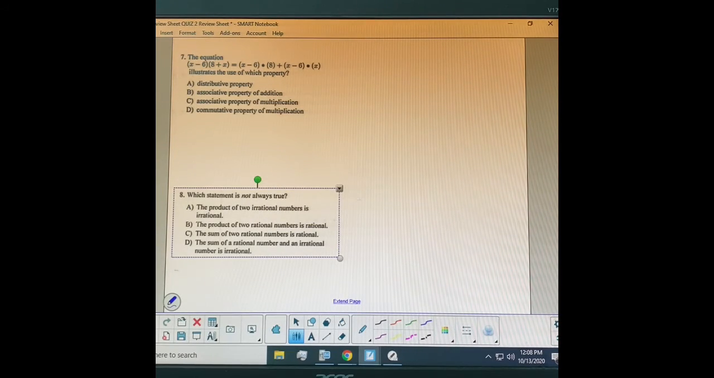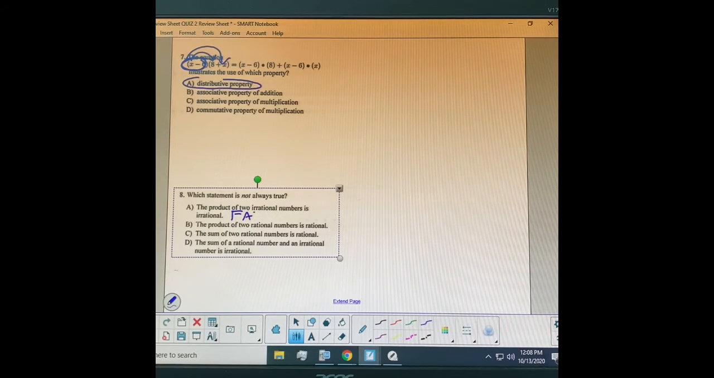Number 7, which property is being illustrated here? Well, x minus 6 is multiplying to 8, and x minus 6 is multiplying to x. So we are distributing the x minus 6 to the 8 and the x. So this is the distributive property.